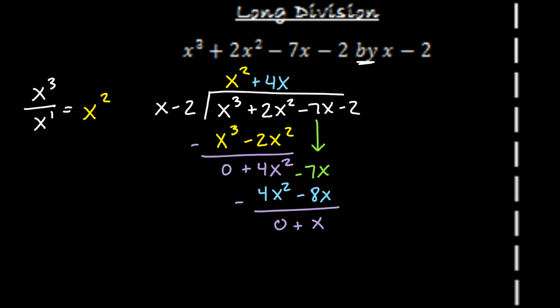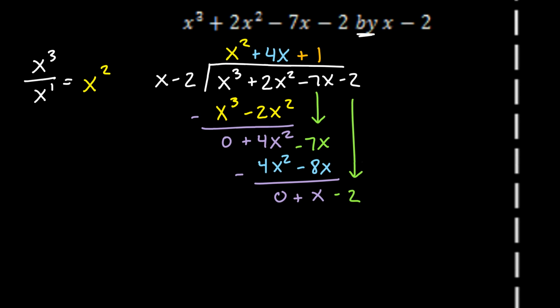Then what do we do? Bring down your next term, which is negative 2. Now what? What is x divided by x? 1. Does everyone see how we got that? This first term is now x. So x divided by the divisor x is 1. So we put a plus 1 up here. Then we multiply. 1 times x is 1x. 1 times negative 2 is negative 2.